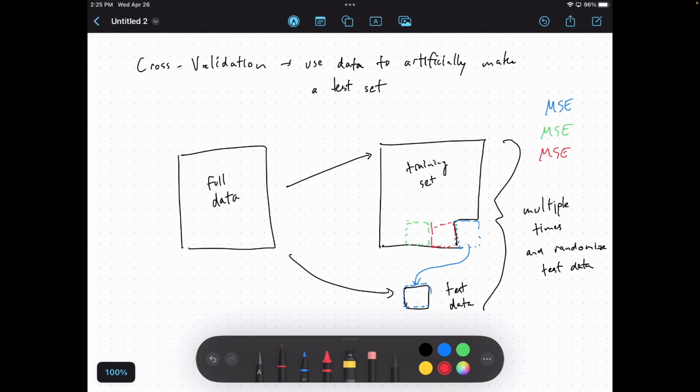And then if it so happens that this blue one just happened to have really important influential data, your mean squared error might be higher for this one, but then it would get captured later on when you're omitting other parts of the data set. And so then you could average out that error.